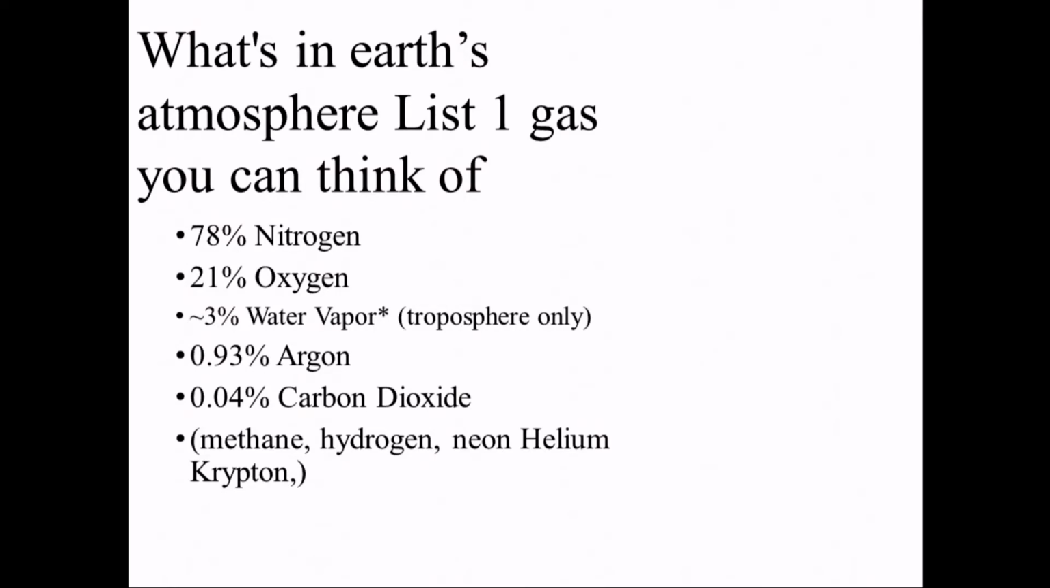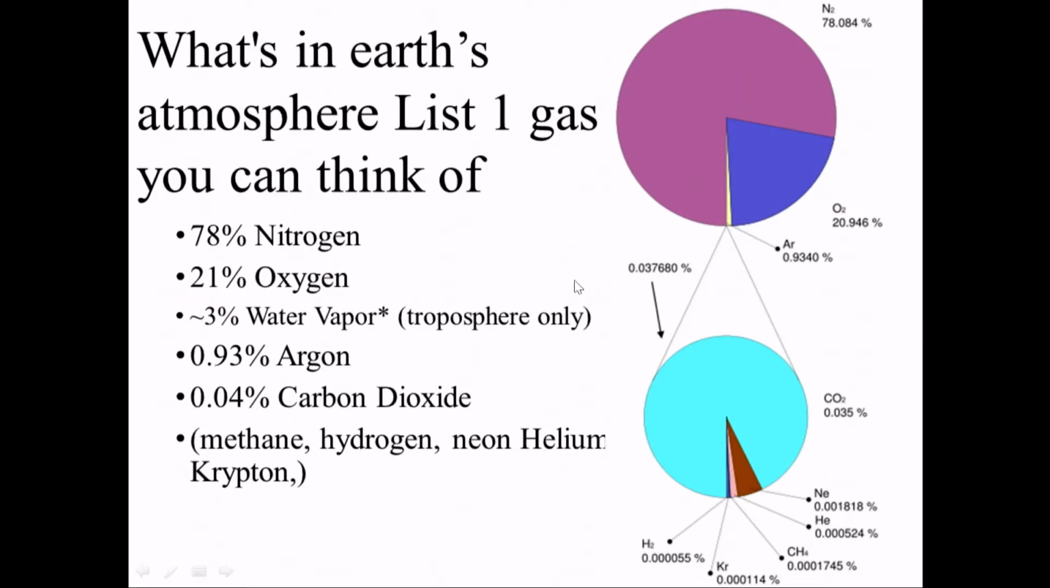Now, these elements can vary based on what layer you're in. For example, the troposphere is the only layer that really contains any appreciable amount of water vapor. But on average, over the whole atmosphere, there's less water vapor because not every layer has it.